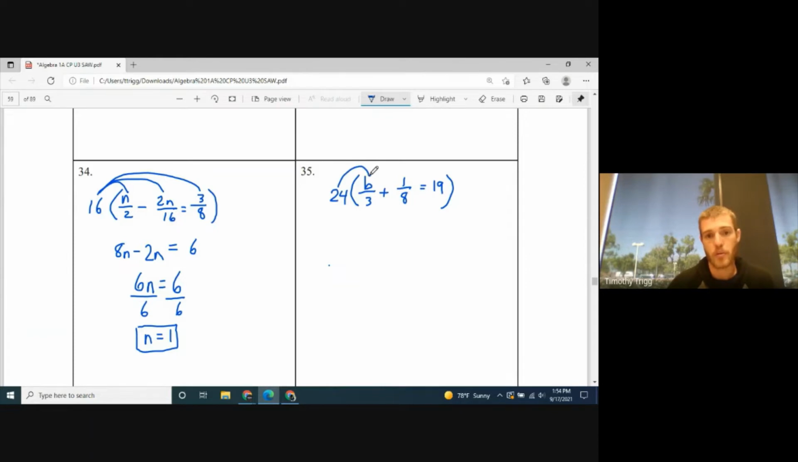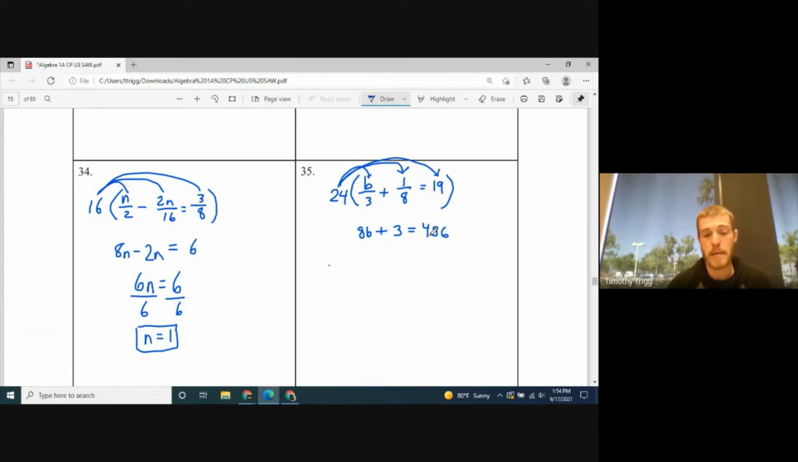So when we multiply this through, we should not have any fractions when we multiply it through. So 24 divided by 3 is 8. 8 times b is 8b. 24 divided by 8 is 3. 3 times 1 is 3. And then we also do 24 times 19, which is 456.